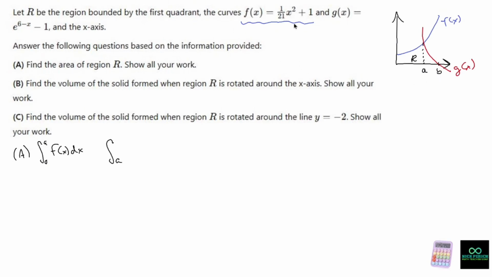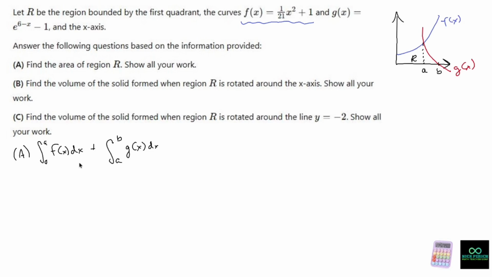Now, everything is being held in the first quadrant, which means the moment it crosses the x-axis is when I'm done. Okay, b is going to be found by finding the 0 of g of x. So once I find a, which will be found by intersections, and once I find b, that gets me this chunk right here when I integrate it. If I add this chunk and that chunk, I get all of R, and that gets me the answer to part a.